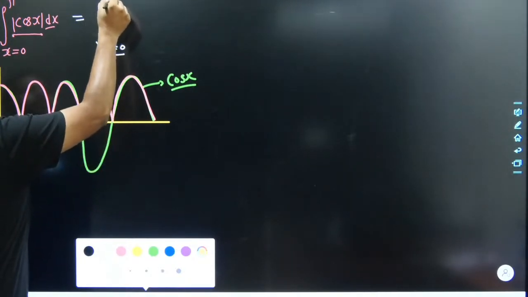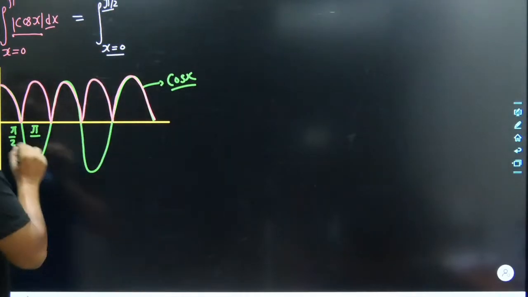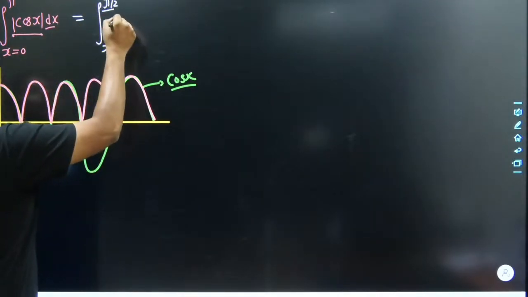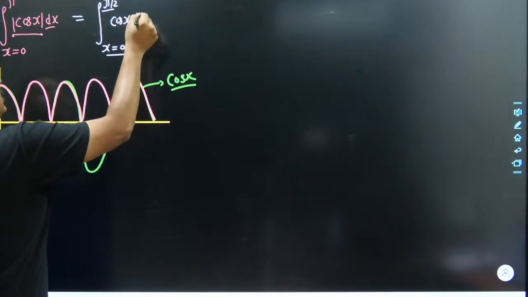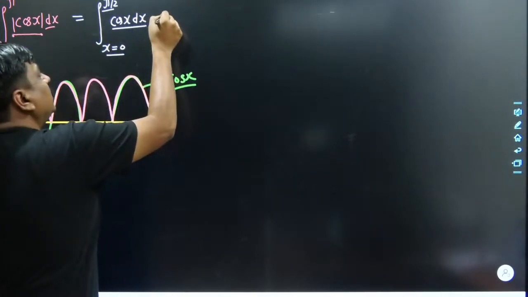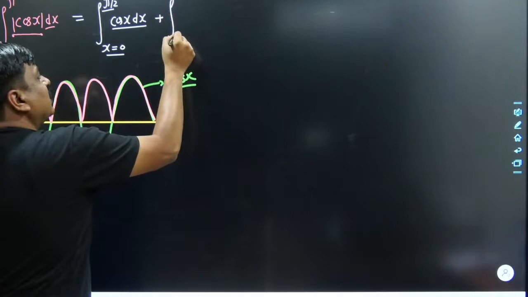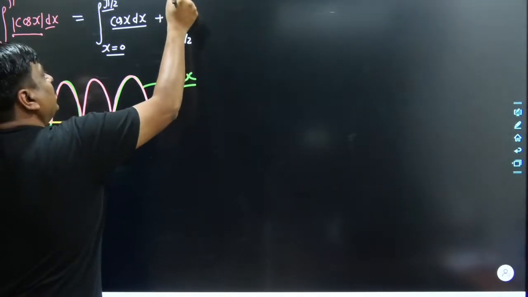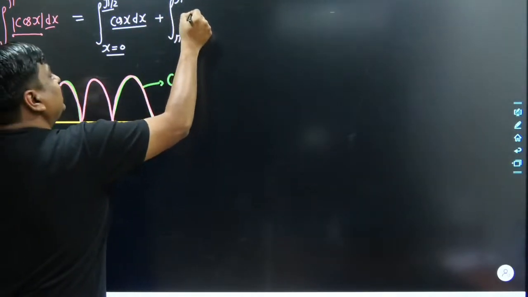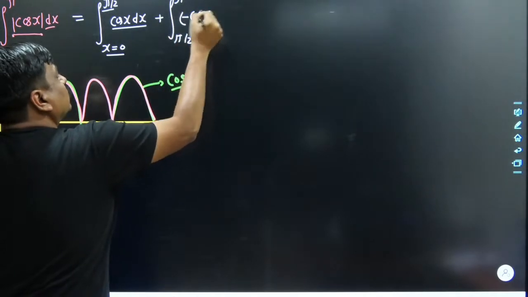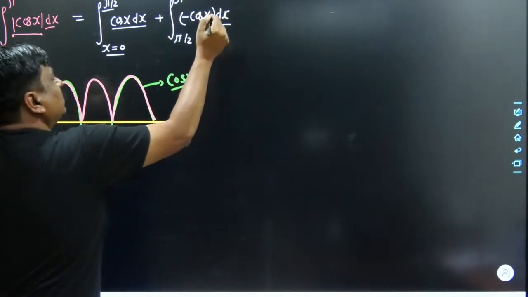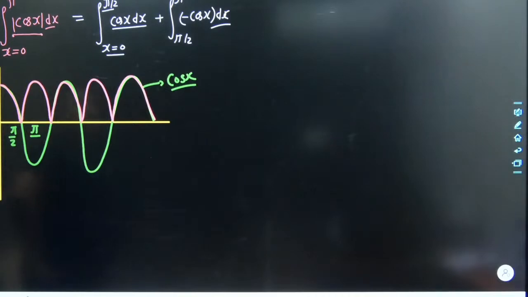First, the limit of the integration would be 0 to pi by 2. Mod of cos x would be dealt with as cos of x dx itself. Then I would start from pi by 2 and go till pi, and here mod of cos x would be treated as minus of cos of x dx. You have to get this value.